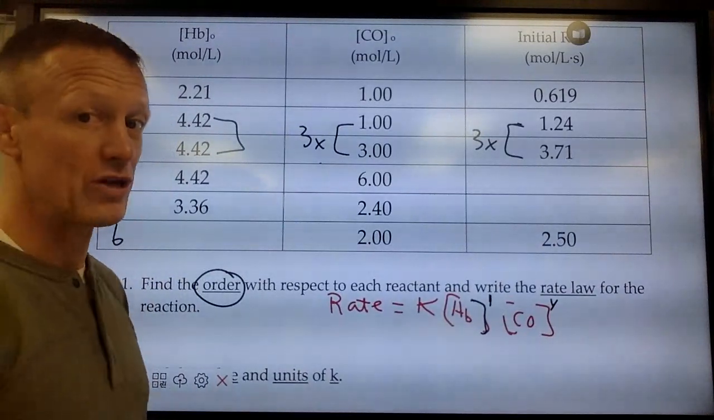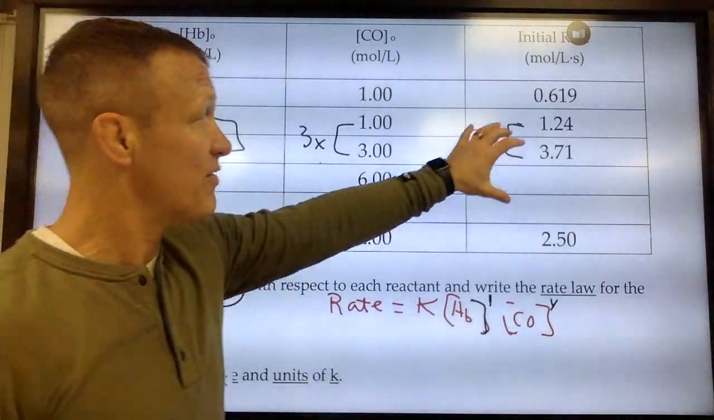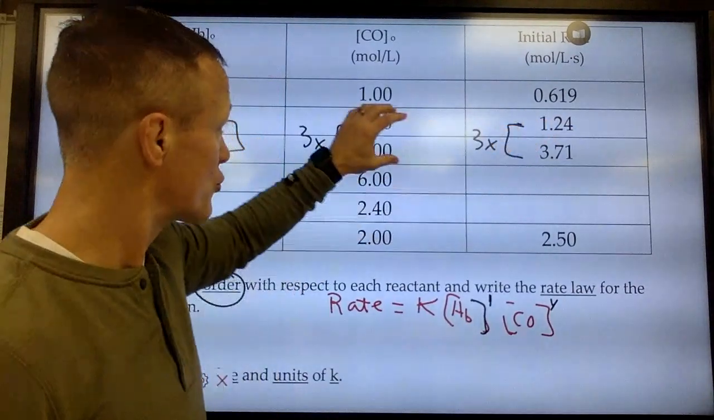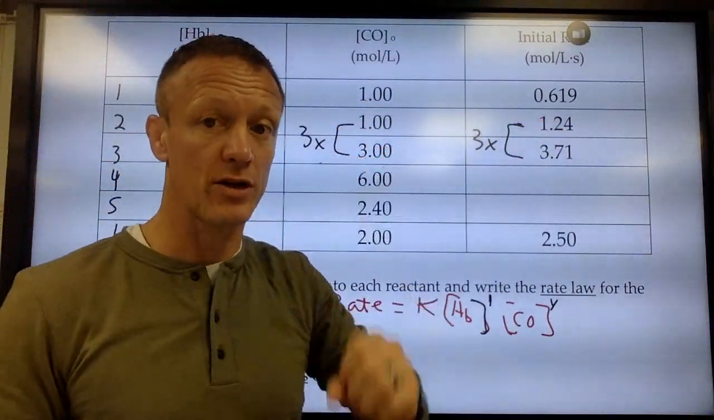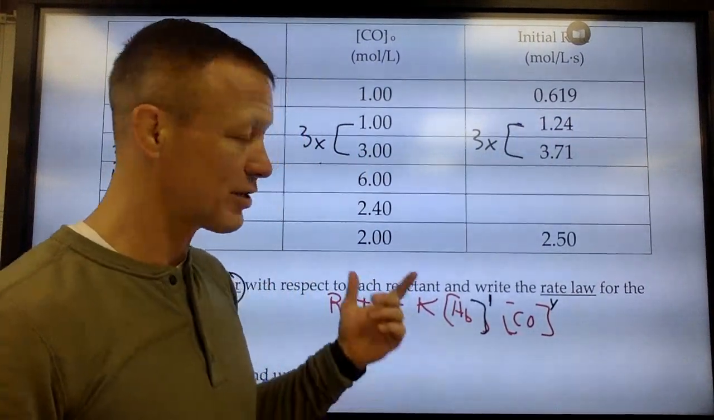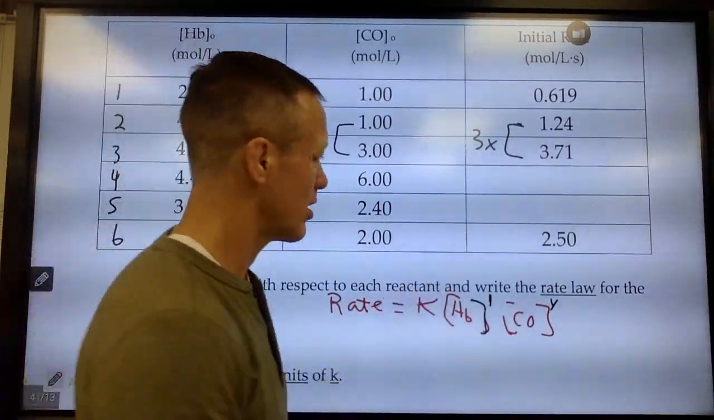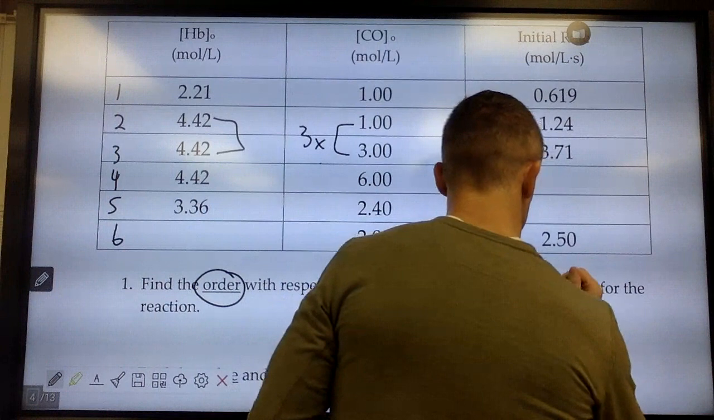So again, this is first order. When they change the same, it is first order. If this didn't change at all, if tripling this didn't change the rate, that would be 0 order. Okay, so you can have a 0 order. Usually it's 0 order, first order, second order. Sometimes we'll get some different ones, but most times it's that.